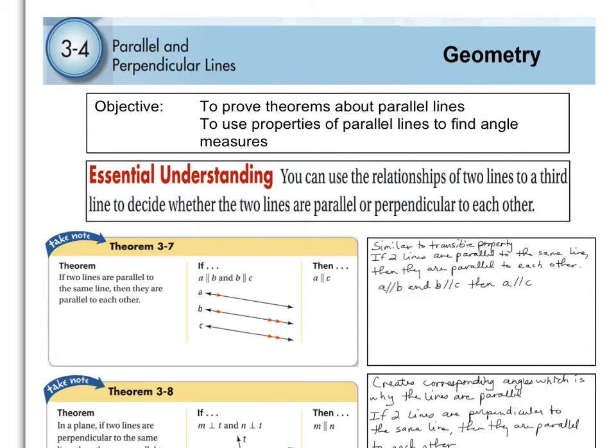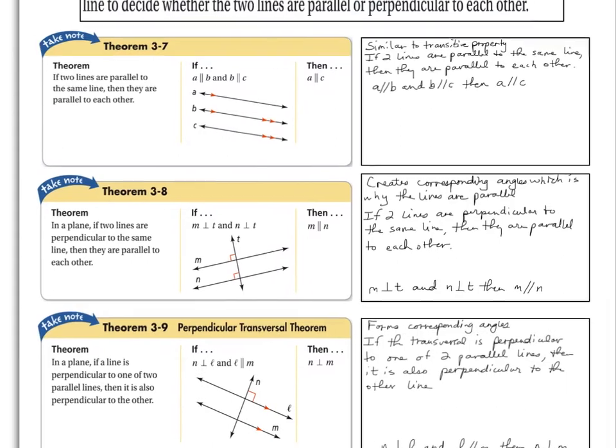This is the introduction to section 3.4, part 1. And we're going to talk about two things here. We're going to prove theorems about parallel lines, and we're going to use properties of parallel lines to find angle measures. Okay? So, first thing we're going to talk about here is we've got some new theorems.